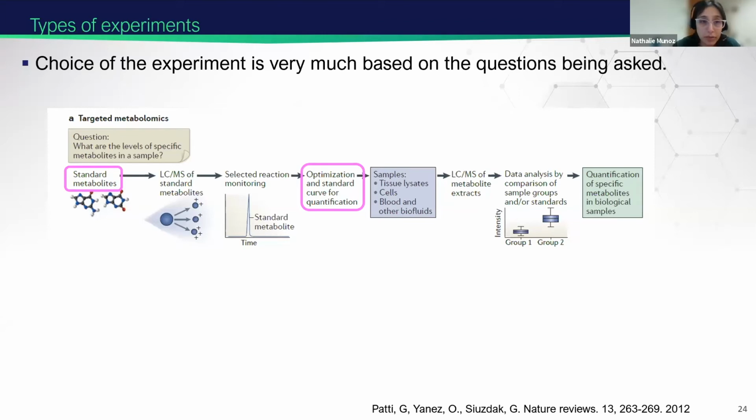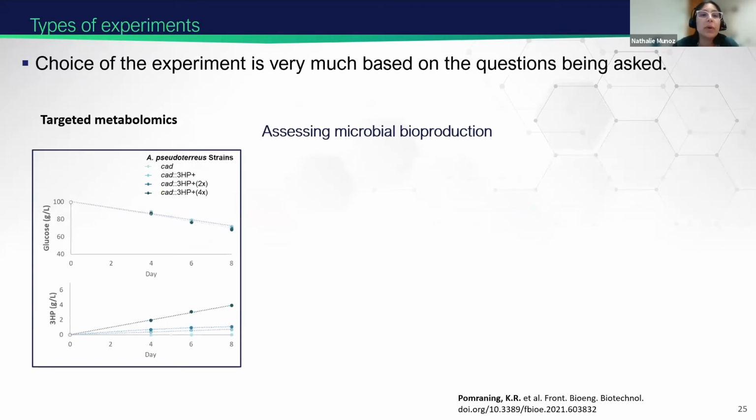We can study using these targeted metabolomics tissue lysate, cells, blood, and other biofluids. And then once we have our method developed, we have the standards, the standard curve, we can acquire the LC-MS or the GC-MS of the metabolite extracts. Then we can compare the sample groups that we have based on intensity, peak areas, and then using the calibration curve that we generated, we can quantify the different metabolites that are present in these samples. We use targeted approaches in metabolomics with these very specific questions.